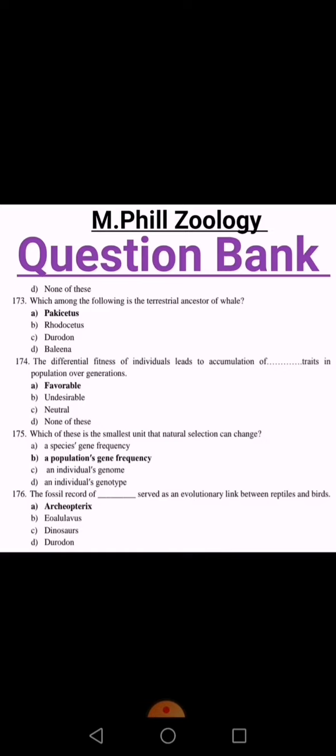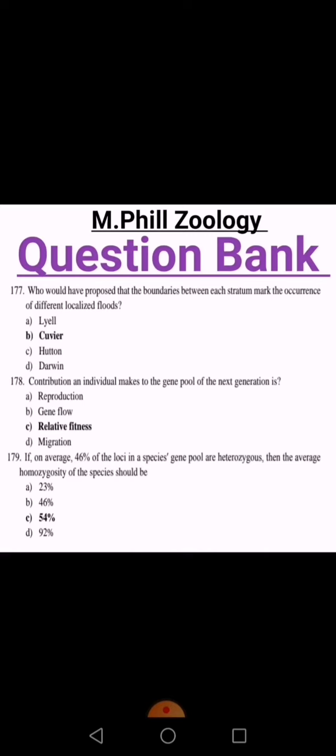That is the B. A population's gene frequency is the major factor that smallest unit in the natural selection can be changed. The fossil record of diet served as evolutionary link between reptiles and birds. It's an important reptile और birds के दरमियान fossil record के तहत best evolutionary link कौन सा है? That is A. In other sense, Archaeopteryx is right.